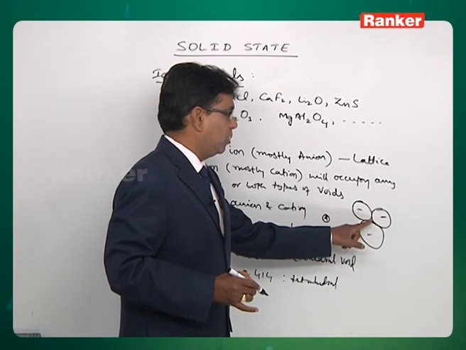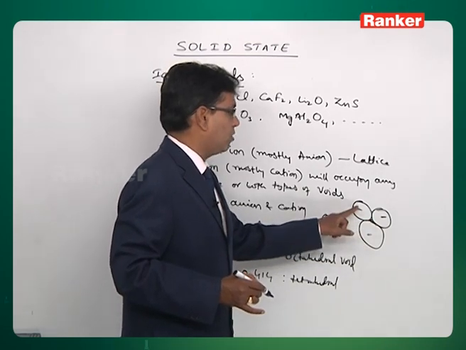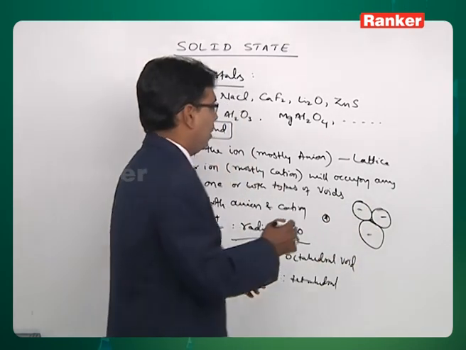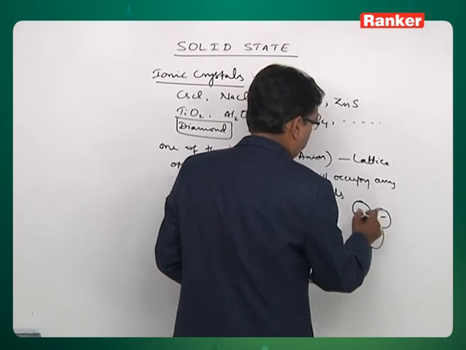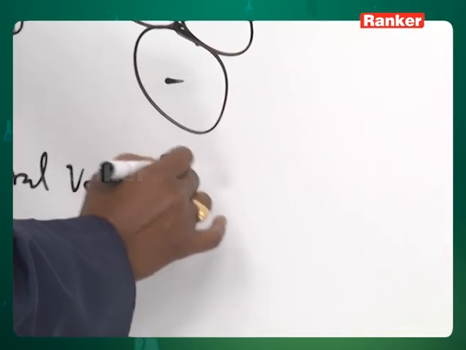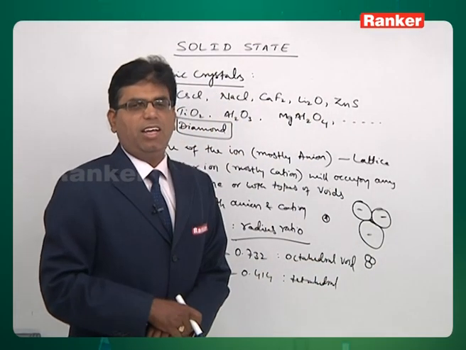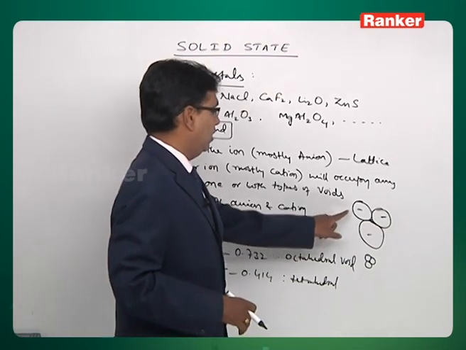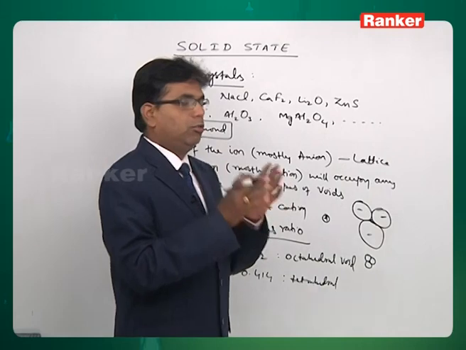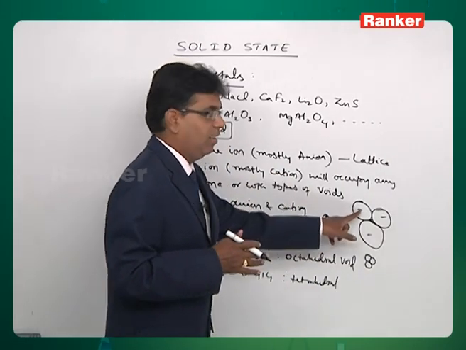Then the radius of this particular empty space, void space, depends on what? Obviously it depends on the size of these three anions that will form that particular void. If these three are bigger, then this void is also bigger. If these are small, then this is still smaller. So, it all depends on the radius ratio, that is radius of cation to radius of anion. So, overall it depends on the size of both cation and anion.